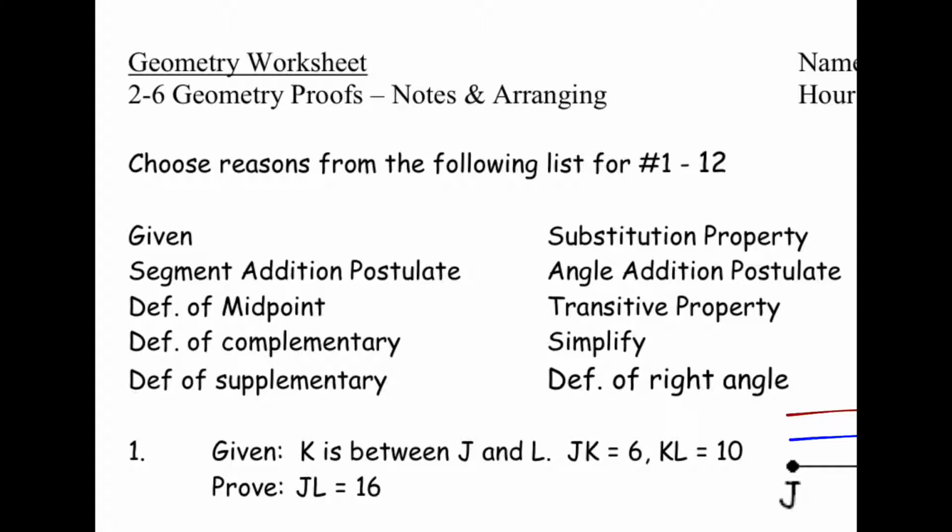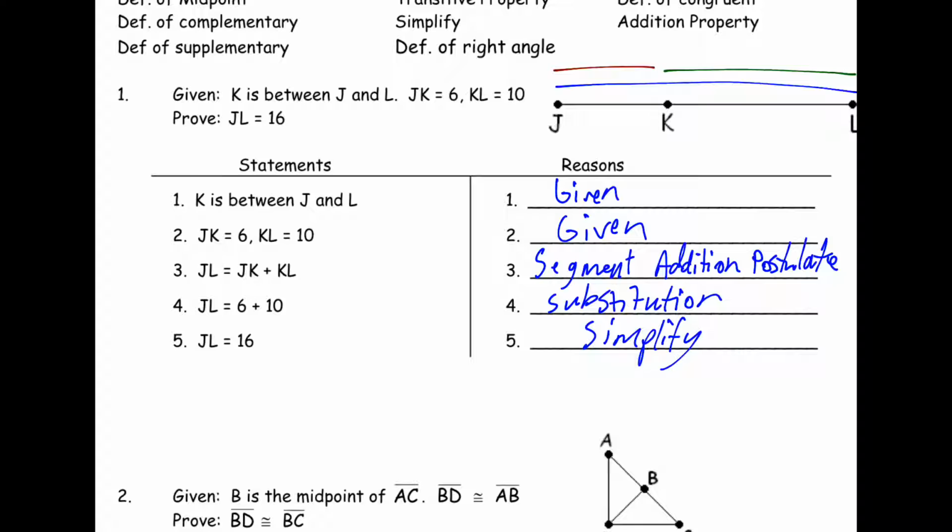This video goes over 2.6 geometry proofs. Number 1, we start with two given statements. Then we use the segment addition postulate, which says one segment plus another segment is equal to the larger segment. We replace JK and KL with what they're equal to. That process is called substitution. We simplify 6 plus 10 to get 16, and we're done.